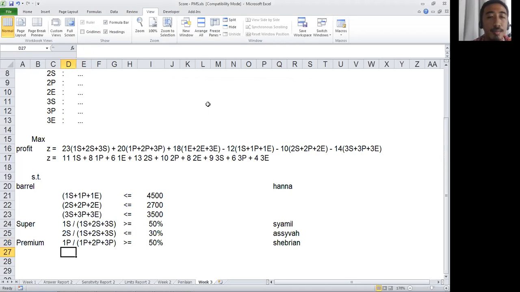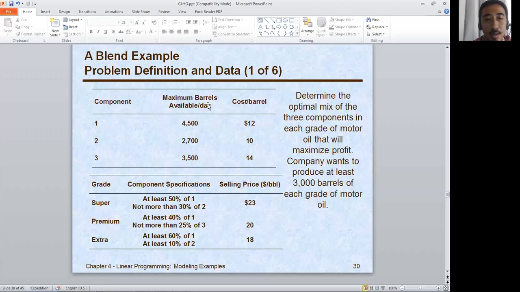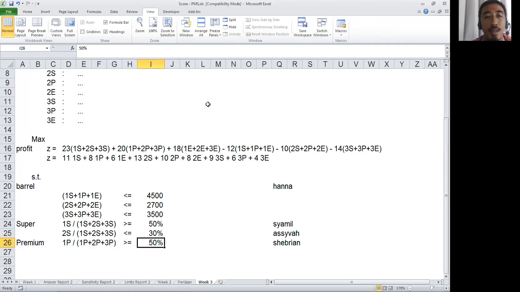Like this? Yes, right. But this one is? How many percent was it? At least 40%. Oh, 40%. So greater than or equal to 40%. Okay, more than or equal. Good, Sebrian. Who else?